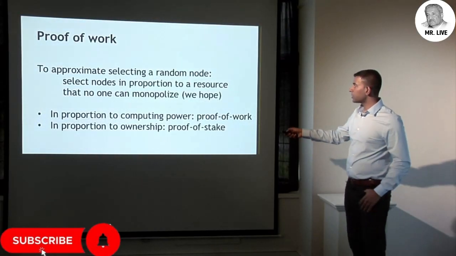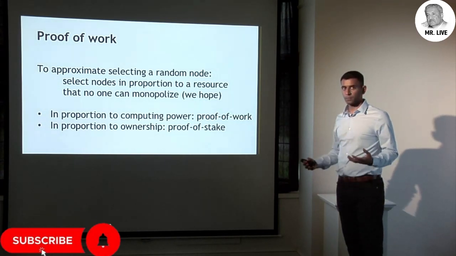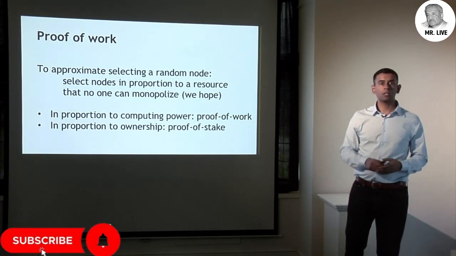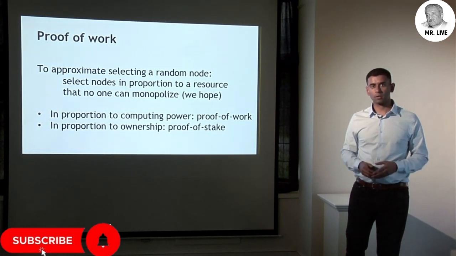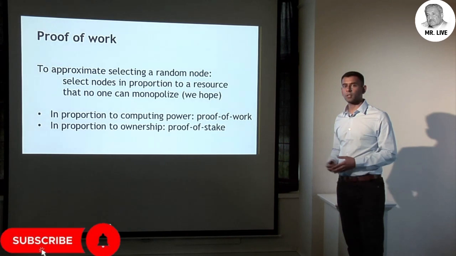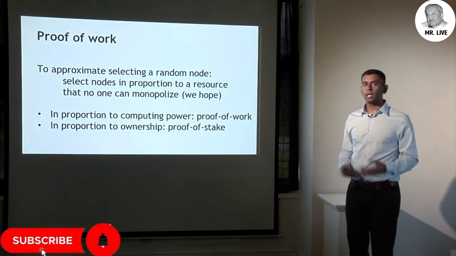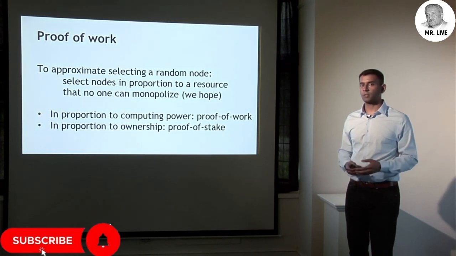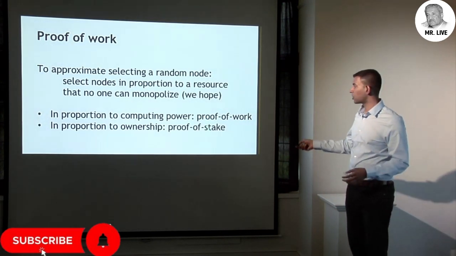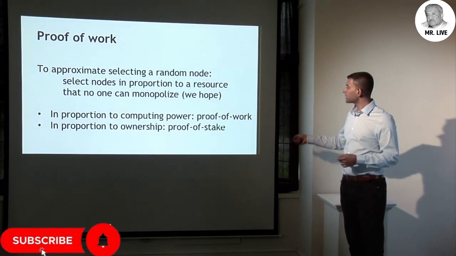Well, if that resource that we're talking about is computing power, then it's a proof of work system where we somehow select nodes in proportion to their computing power. Alternately, it could be in proportion to ownership of the currency, and this is a legitimate alternate model. It's not used in Bitcoin, but it's been proposed and it's used in a lot of alternatives to Bitcoin, and that's called proof of stake, which we'll see in a later lecture. But let's come back to proof of work.